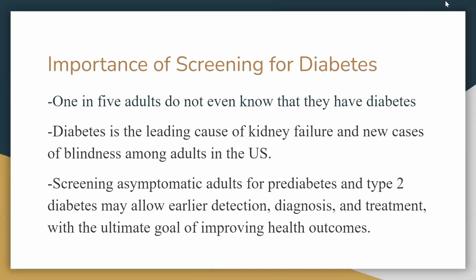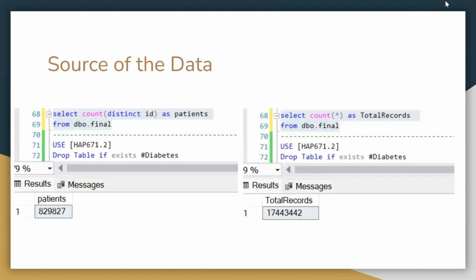At the start of this presentation, I would like to talk about the importance of screening for diabetes, such as the fact that 1 in 5 adults who have diabetes don't even know that they have diabetes, as well as the fact that diabetes is the leading cause of kidney failure and new cases of blindness among adults in the United States. And that screening asymptomatic adults for prediabetes and type 2 diabetes may allow for earlier detection, diagnosis, and treatment with the ultimate goal of improving health outcomes.